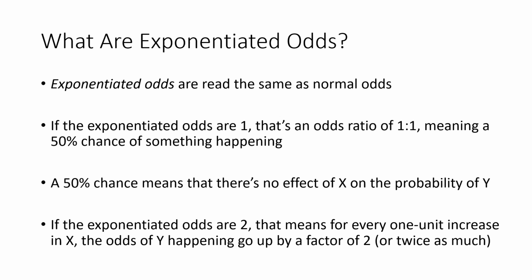If, however, the exponentiated odds come out as 2, then the way you would interpret this is that for every 1 unit increase in that particular x, the odds of y happening go up by a factor of 2, or twice as likely, twice as much. So this would be the way in which you would interpret odds. Similarly, if you find odds that are less than 1, then that means that the probability of y happening is less than 50%, that the odds actually go down if you find a value of less than 1.